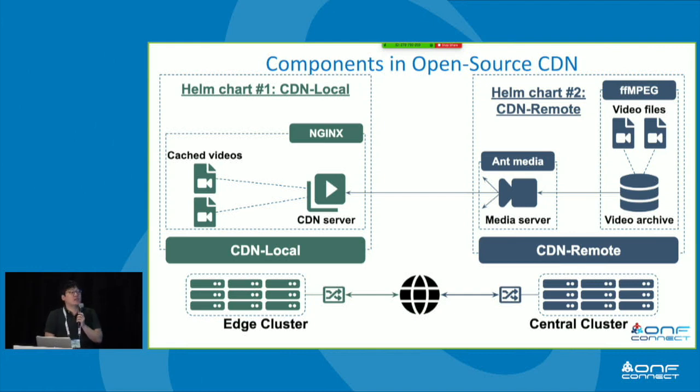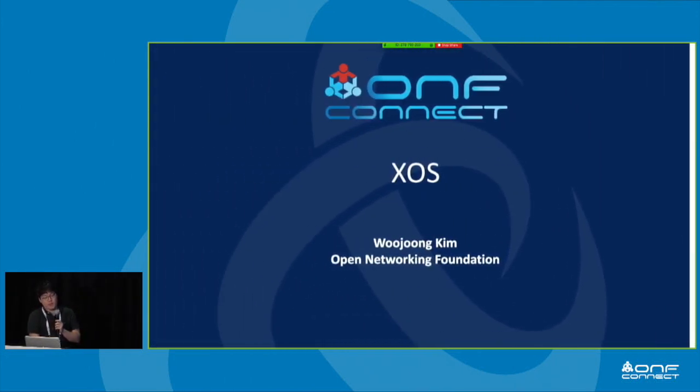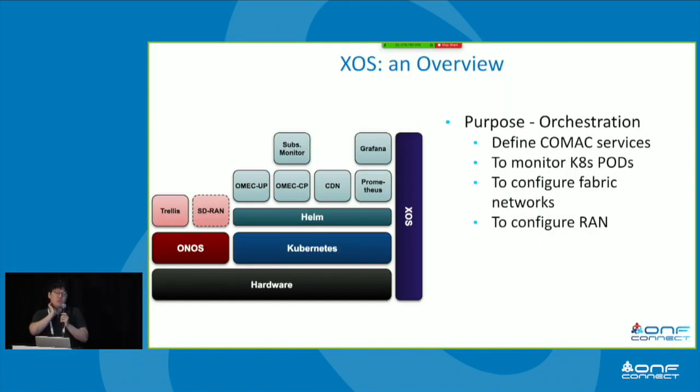Any other questions on CDN? Let's go to the XOS part. It is our orchestration software. So here is the XOS. The purpose of the XOS is mainly orchestration. XOS defines some services which are running on the platform, and it monitors some Kubernetes pods and also configures fabric networks and radio access networks for the slicing part.